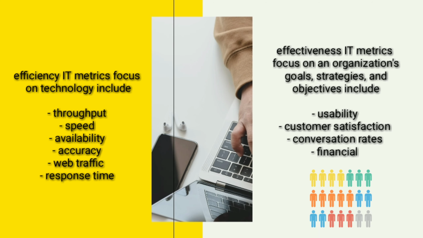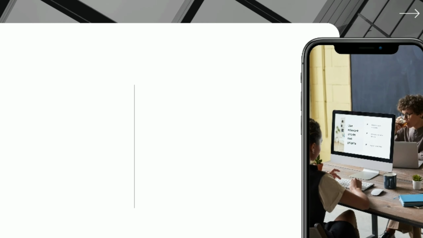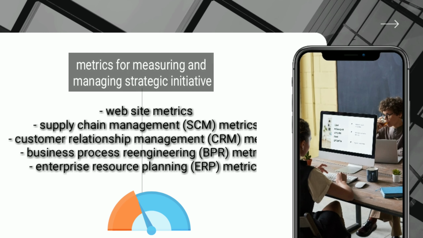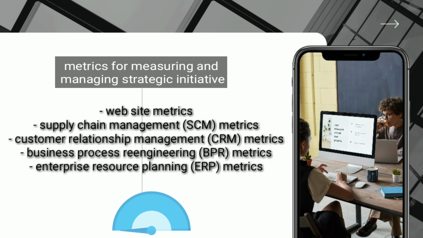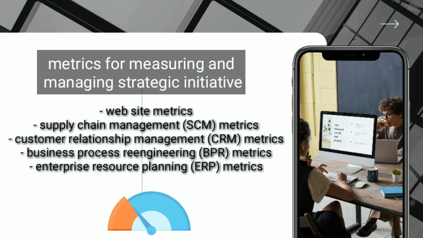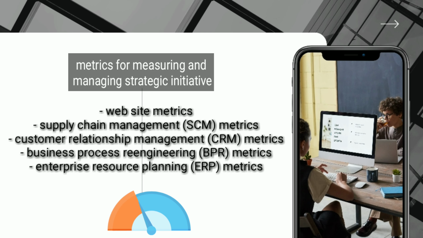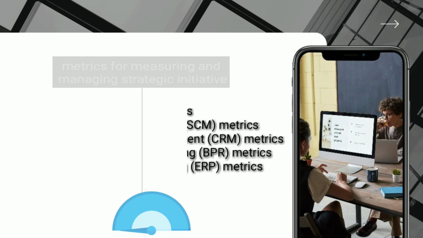Effectiveness IT metrics focus on an organization's goals, strategies, and objectives, and include usability, customer satisfaction, conversion rates, and financial. Metrics for measuring and managing strategic initiatives: website metrics, supply chain management metrics, customer relationship management metrics, business process reengineering metrics, and enterprise resource planning metrics.